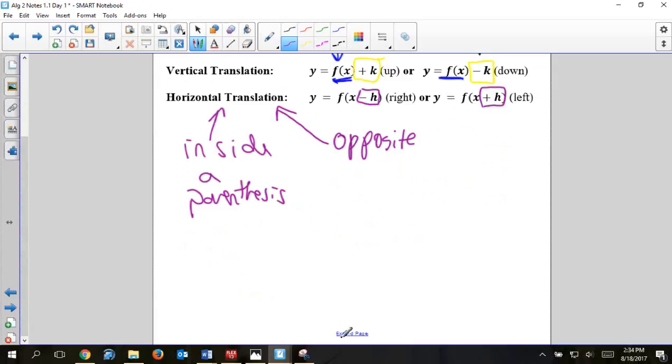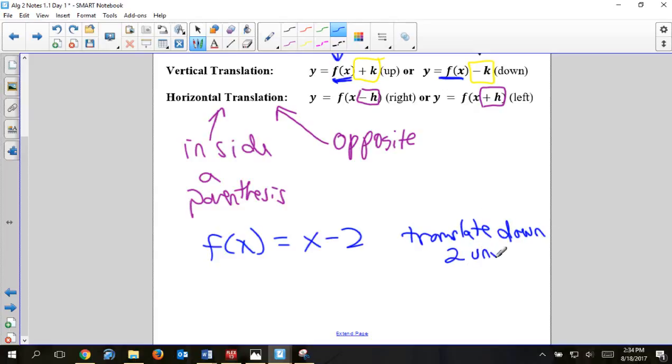So I'm just going to put a couple examples that are not on your paper. I'm just going to throw some up there and you can see how this works with a parent function. So if I have a parent function, and I'm going to use the linear family, and I say minus 2, you're going to look at this and say, all right, I've got a parent function, we got a minus 2. Is there any parentheses? No, so that means it's going to be a vertical. So which one is it? Down. This is a translate down 2 units.